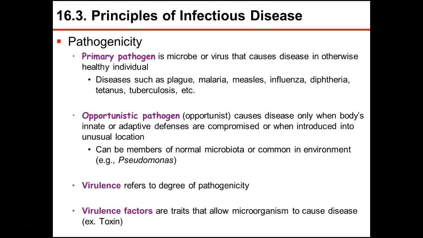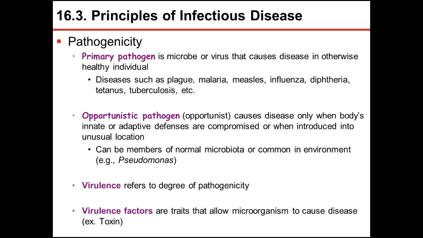So the primary pathogen is the one that causes disease no matter what. If you're super healthy, live a great lifestyle, a primary pathogen is still going to cause disease in you. So this is going to be things such as Yersinia pestis that causes the plague, Plasmodium, which is malaria, measles, and flu, diphtheria, which we'll be covering in Chapter 21, tetanus and tuberculosis. All these will cause disease no matter how healthy the individual is.